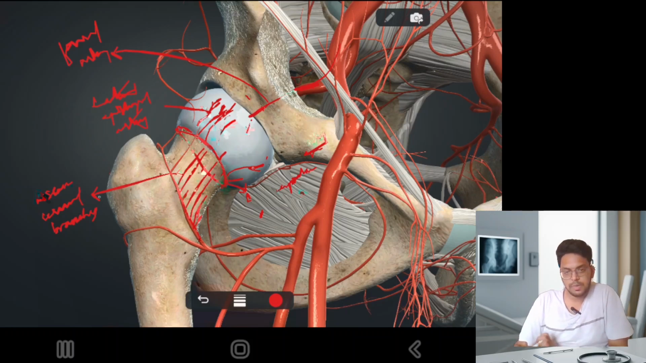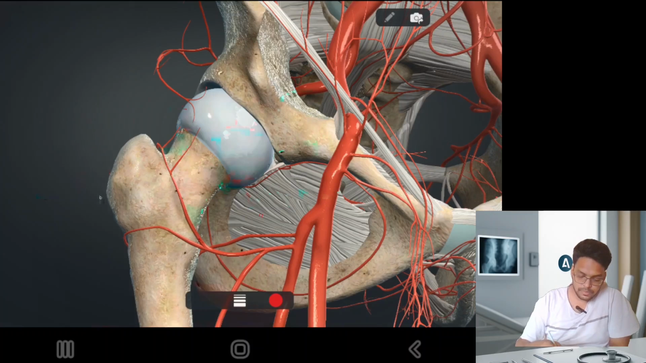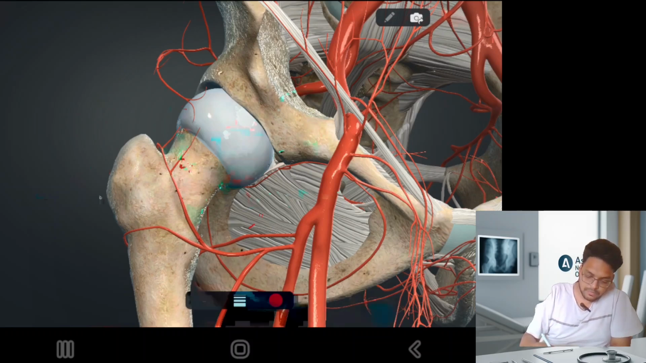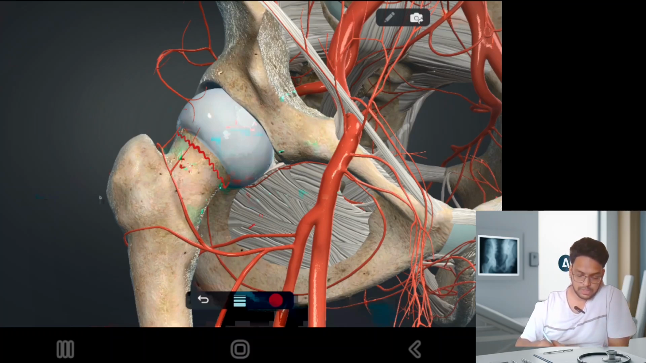Now you understood the blood supply. Now let's understand what happens in neck of femur fracture. Okay. Suppose the neck has fractured here. In our example, the neck has fractured at the subcapital region. Okay. Now what blood supplies have been cut off? The blood supply from both the lateral and the medial circumflex arteries and the ascending cervical branches, all this blood supply has been cut off.